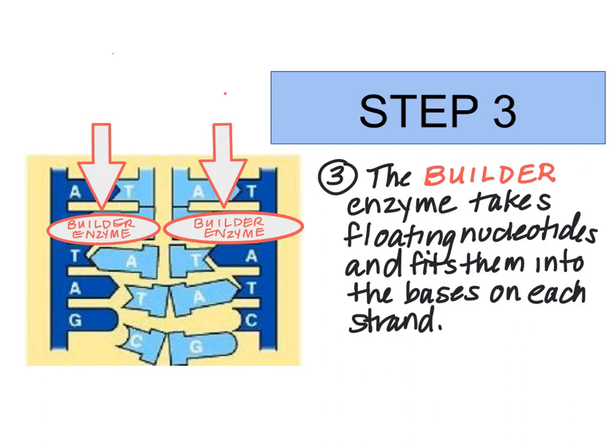Now the builder enzyme lands on the top of both of the old strands and starts taking floating nucleotides and fitting them into the bases on each strand. You can see that the thymine has been matched with the adenine, so it took a thymine and put it into where it fit with the adenine. And down here at the bottom, you can see that this adenine is being fit into the thymine on the old strand. You can also see how the same thing is happening on this strand.